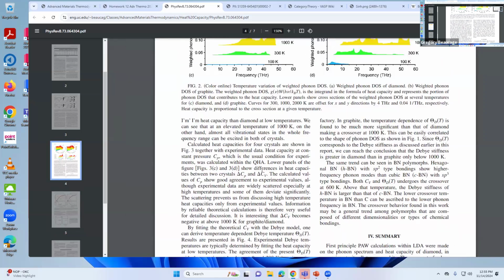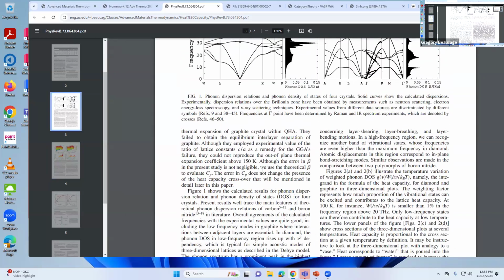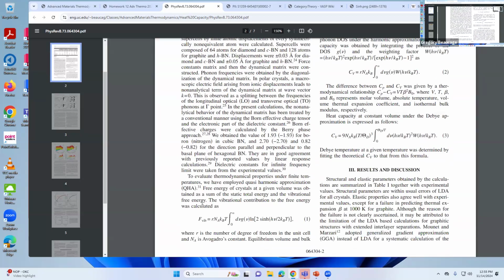All right, let me just go back. So that's kind of the routine. He's getting F, but he can get CV because he's going to convert. He's going to use F minus dF/dT times T to get U, and take a derivative of that and then get CV from that.